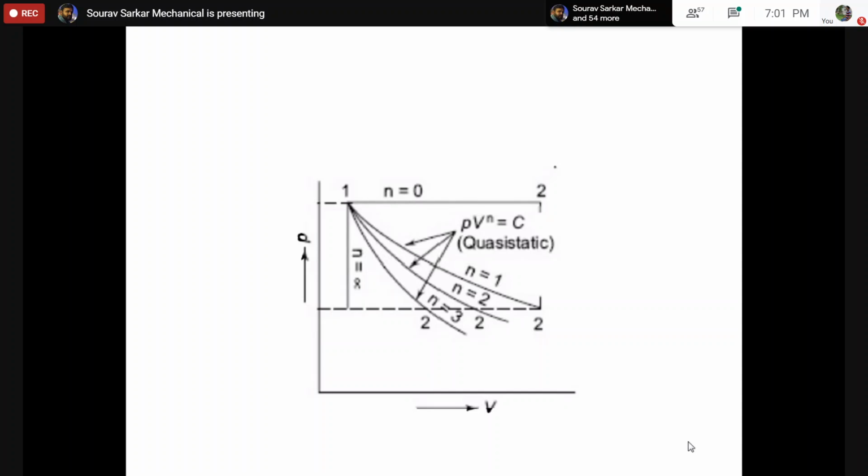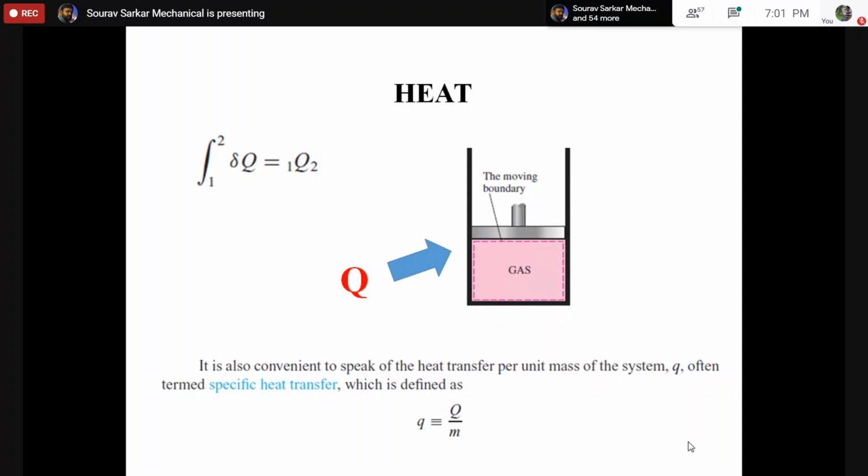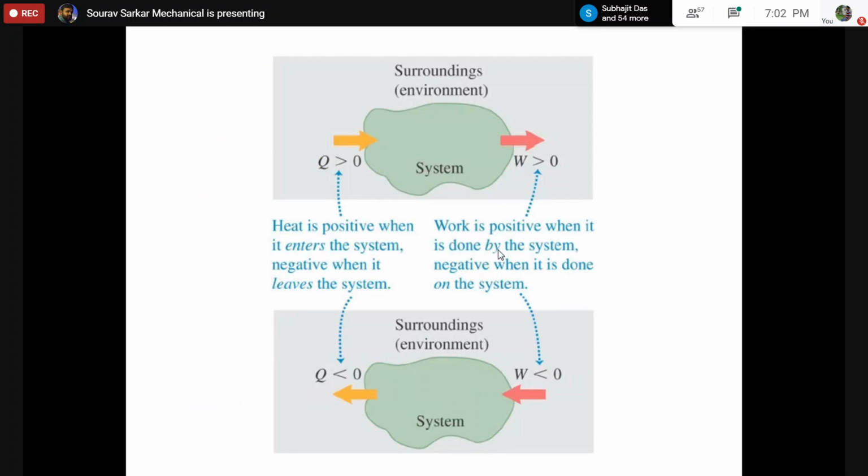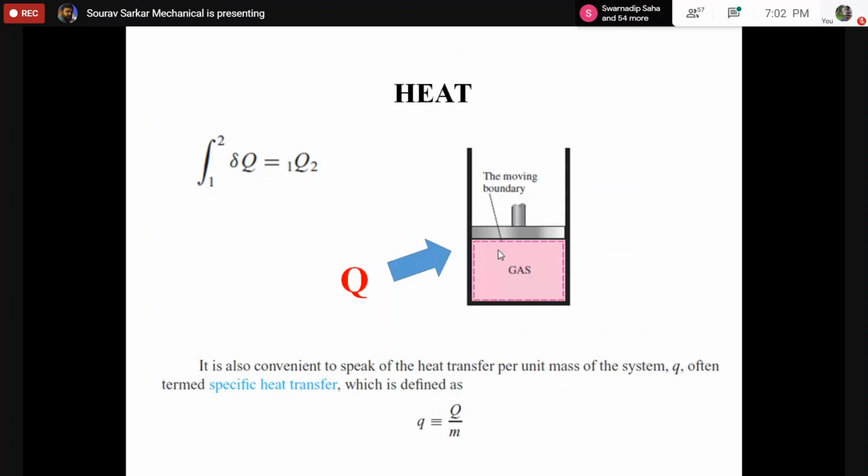So let's understand the heat interaction. If there is a cylinder and you are supplying some amount of heat, what will happen? The temperature will increase, then the gas will expand. So heat interaction is also a form of energy interaction. Now we know that this will also depend upon the path, like how you are transferring this heat. Just like in the previous case, suppose you have one point and another point, you can reach from point 1 to point 2 transferring different amounts of heat.